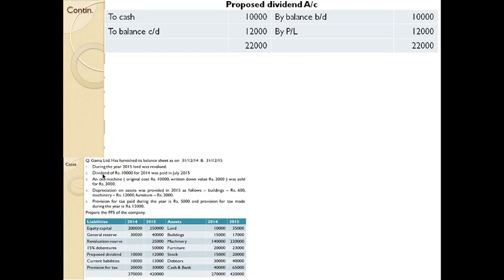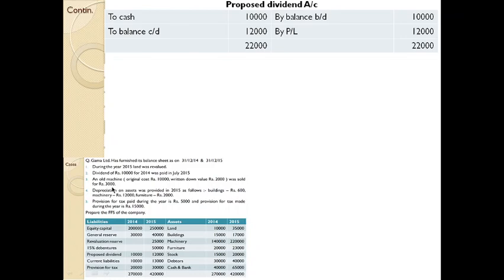Even if there is no information regarding this 10,000 given in the question, still you need to prepare a proposed dividend account, and you know how to prepare that. In that case, you need to shift the opening balance as to cash and the closing balance as by P&L. It's an assumption. So the next adjustment is given: an old machine was sold for rupees 3,000.